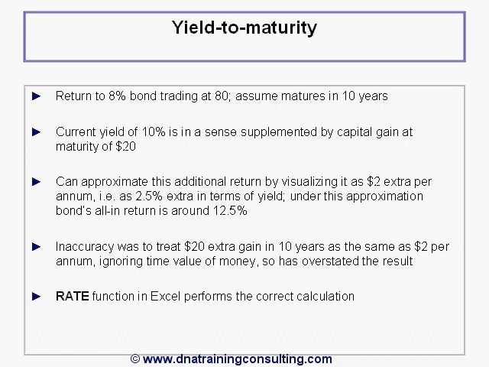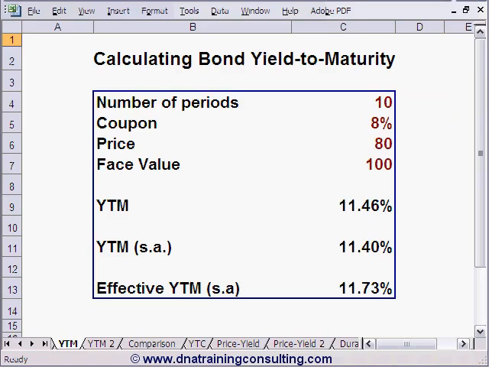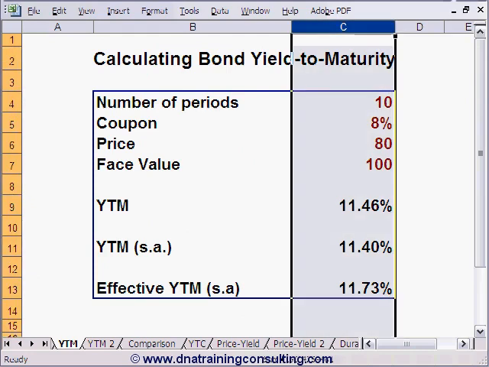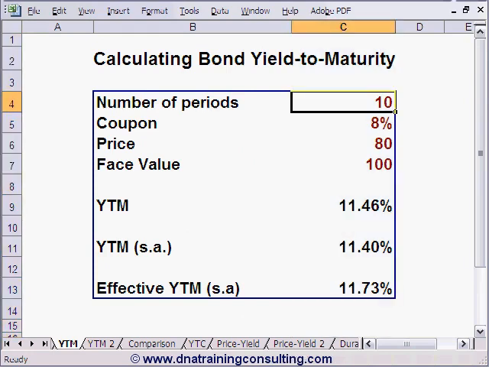The rate function in Excel allows you to calculate precisely the instrument's yield to maturity, and we will do this in the next worksheet labeled YTM. In column C of this worksheet, we have inserted the bond's total number of periods until maturity in C4. Underneath it, its coupon expressed as a percentage, its price, and of course its face value.